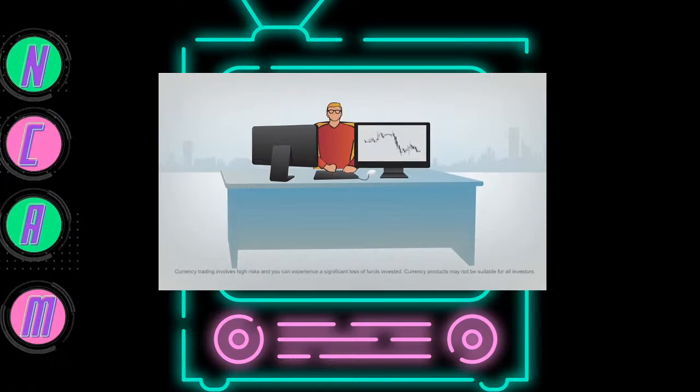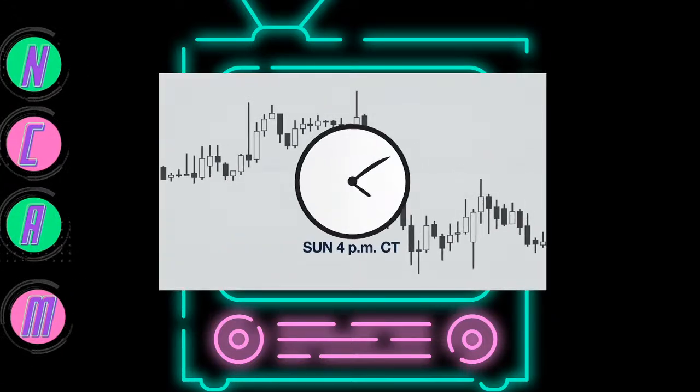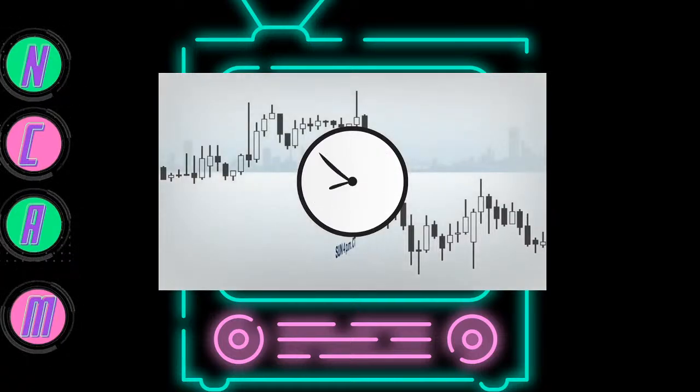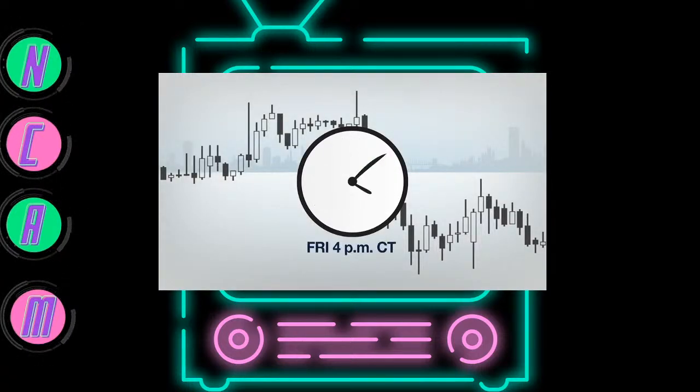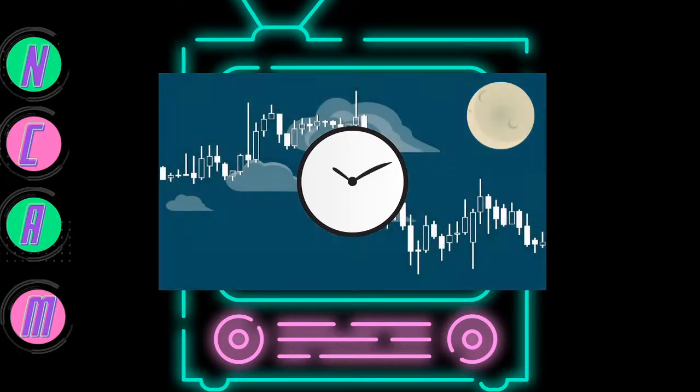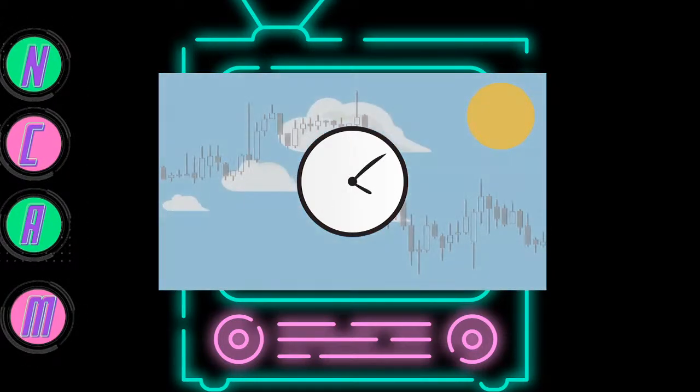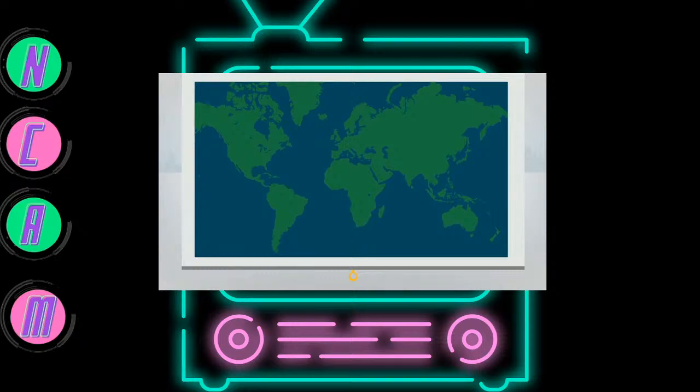Currency prices change almost constantly during the week because the Forex market is open continuously from Sunday at 4 p.m. until Friday at 4 p.m. Central Time. A trading day starts at 4 p.m. and ends at 4 p.m. Central Time the following day. The market has to be open around the clock because of the global nature of the economy.